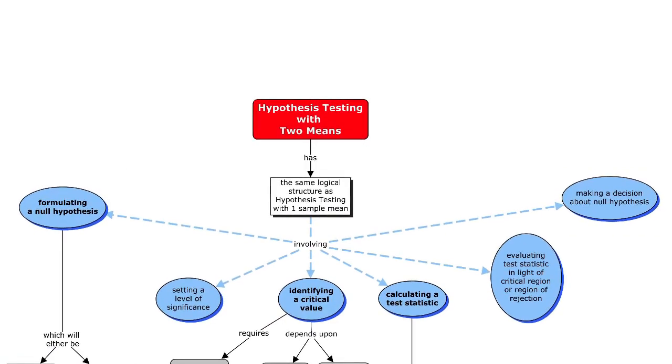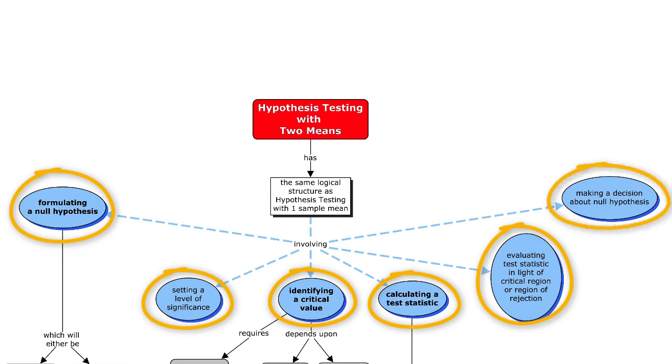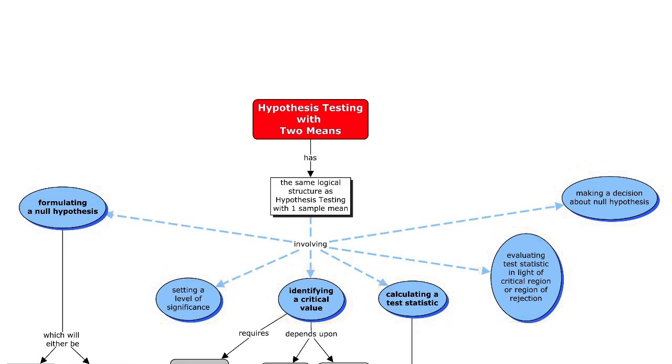You can think of it in terms of 6 steps. We begin with formulating a null hypothesis. We then move on to step 2, setting a level of significance. Step 3, identifying a critical value. The 4th step, calculating a test statistic. Moving from there on to step 5, we have evaluating the test statistic in light of the critical region or region of rejection. And the final step, making a decision about the null hypothesis. The meat of this test, or the bulk of it, falls under calculating a test statistic.